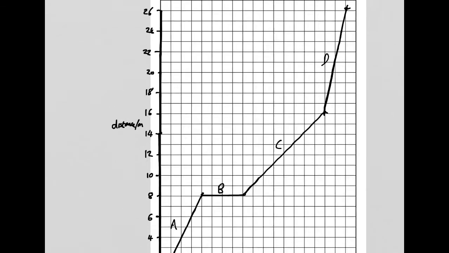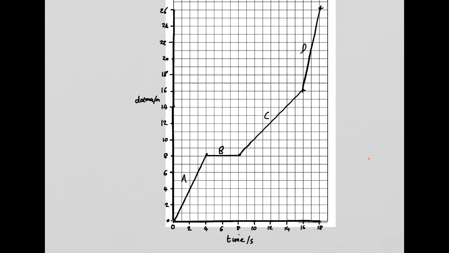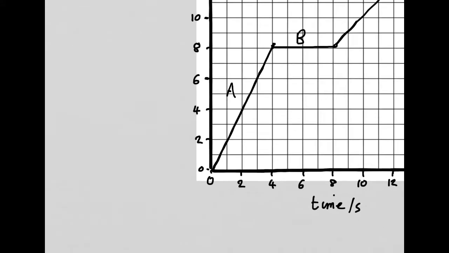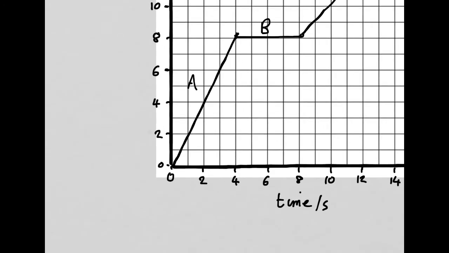Okay. Now, how do we work out how quickly it is moving? Now, you know that speed is equal to distance divided by time. So that's what we're going to use in this video: distance divided by time. Now, first bit of the graph, distance is on the y-axis. So how far has it travelled in section A? It's travelled a total of 8 meters in section A, and it's also done that in 4 seconds.